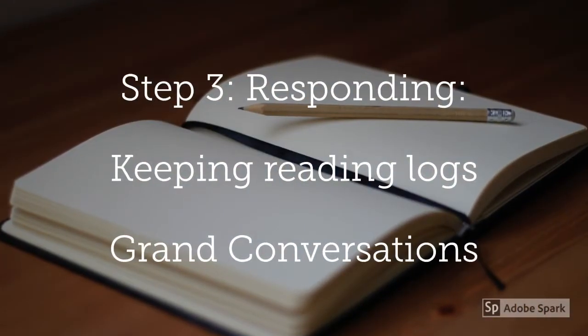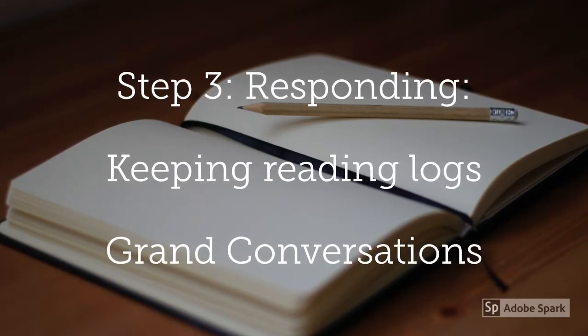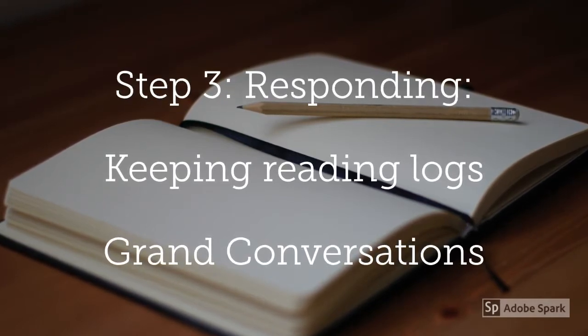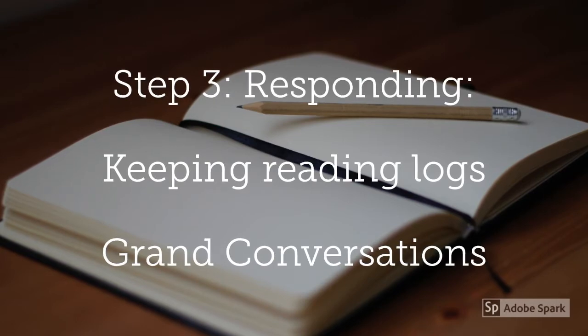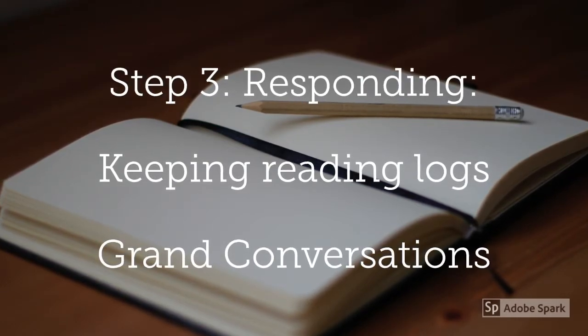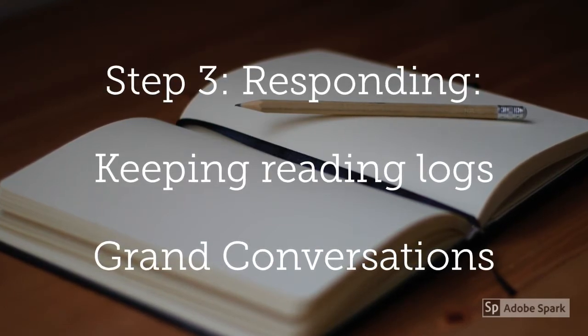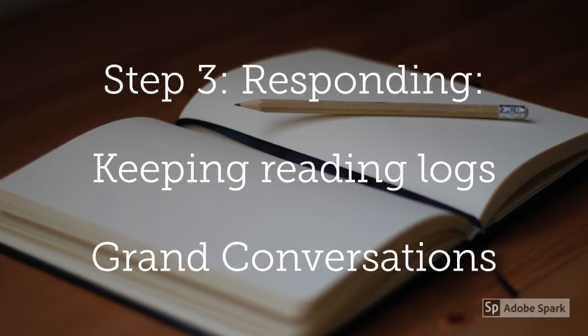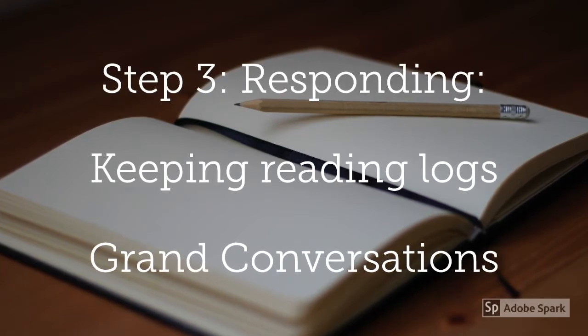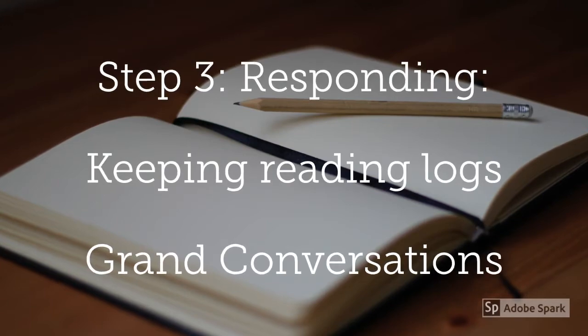Stage 3 is the responding stage. In this stage, this is where the students respond to what they have read in various ways. This can be done by keeping reading logs. They will do so by writing their own thoughts, feelings, or comments from the reading. Tompkins refers to a group conversation known as grand conversations based off the text. These conversations can be held in small groups or as a whole class.